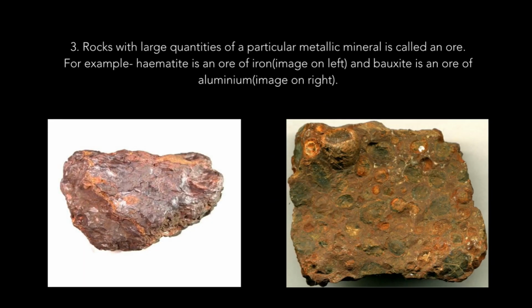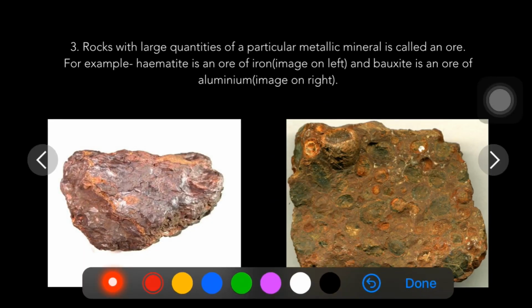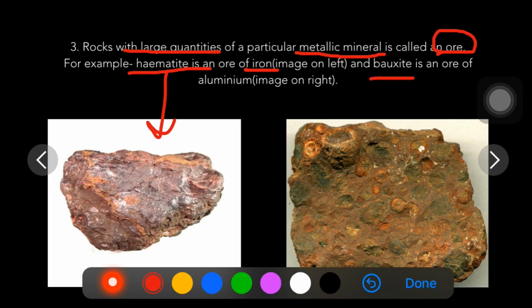The third important feature is that rocks with large quantities of any particular metallic mineral are called an ore. For example, in the image on the left hand side, hematite is an ore of iron and bauxite is an ore of aluminium. So if any one particular rock has more quantity of a metallic mineral, then it becomes its ore.